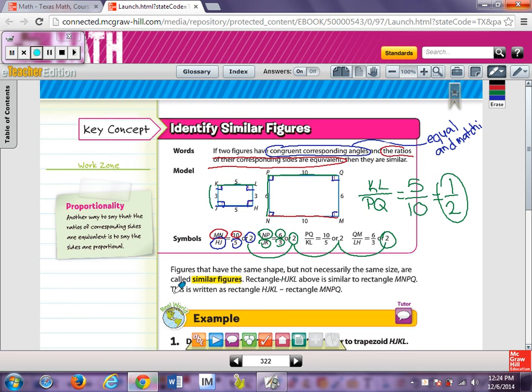And it tells us now, this is written as rectangle HJKL is similar to rectangle MNPQ. This little squiggle sign means that two things are, actually not congruent, I used the wrong word. This little squiggle sign means that two shapes are similar. That's what that means.